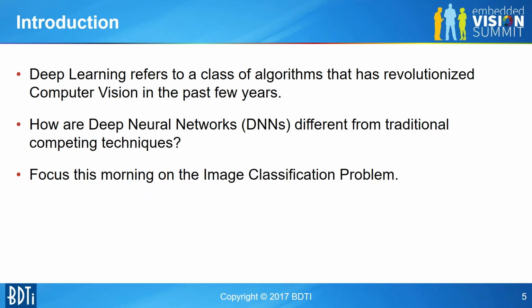Okay, so when we speak of deep learning, what are we talking about here? It refers to a class of algorithms that has really revolutionized computer vision in the past few years. But how are they different from some of the competing traditional machine vision and computer vision techniques? Fundamentally, in one sentence, deep neural networks learn from the data. They will learn and figure out by themselves what are the salient features in the image that will allow them to perceive what's actually going on in the scene. This is in contrast to the traditional computer vision approach where you use hand-engineered features and feed them through this thing called a classifier in order to get some answer out.